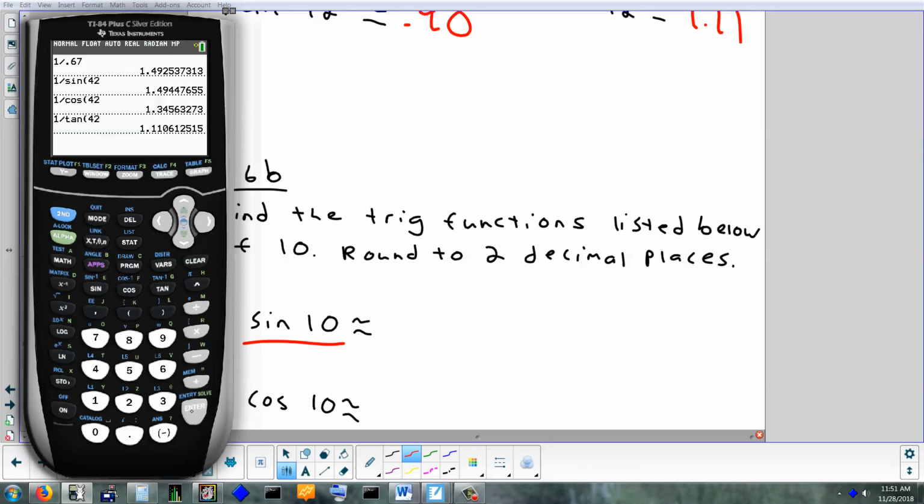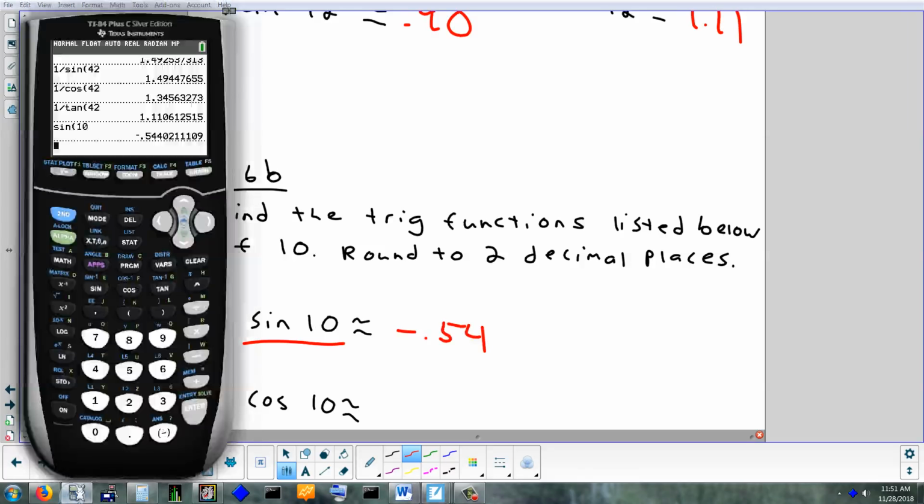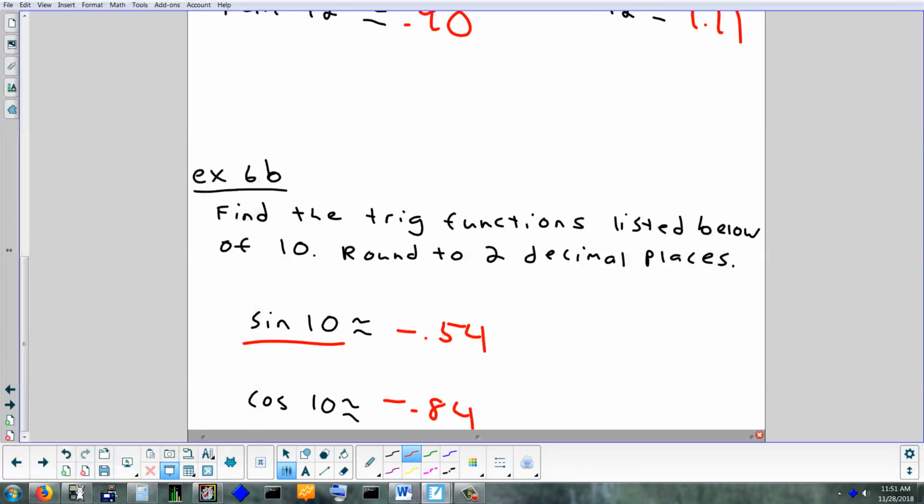So sine of 10 is negative 0.54, and cosine of 10 is negative 0.84. And again, to find the cosecant and secant, you would just flip those numbers, just like we did in degrees. Any questions on that?